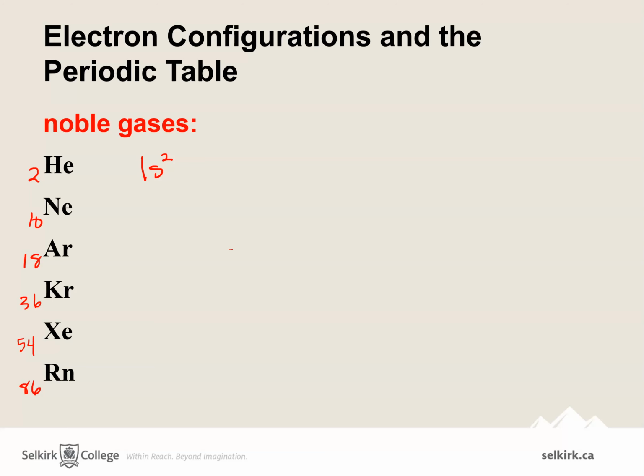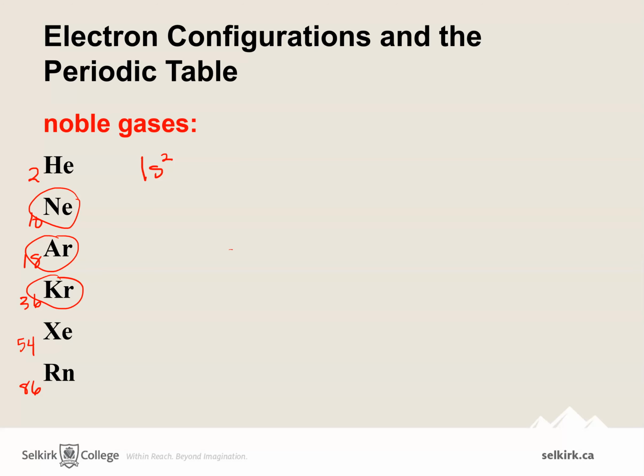Now, you can get ahead of me on this. I want you to pause the video and write the electron configurations for neon, argon, and krypton. Don't worry about xenon and radon. That's too much writer's cramp. We'll see a pattern before we get to those. Okay, go ahead, pause the video.